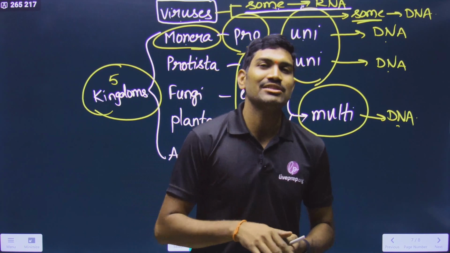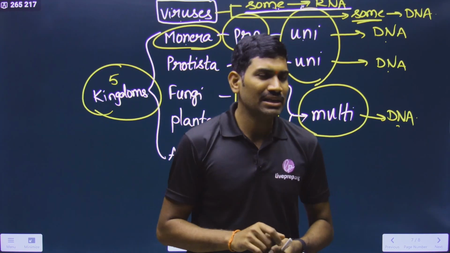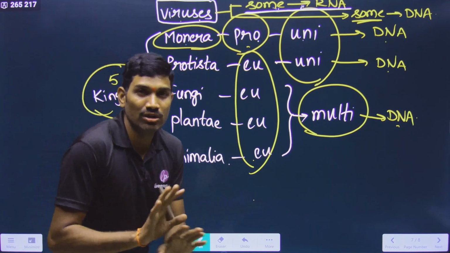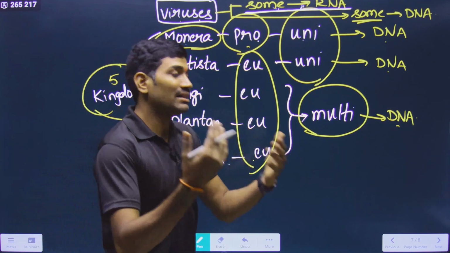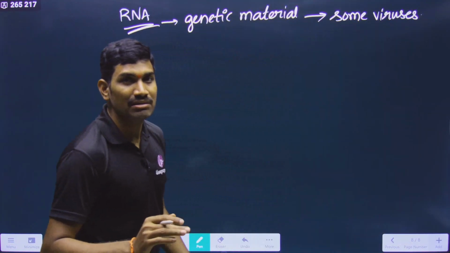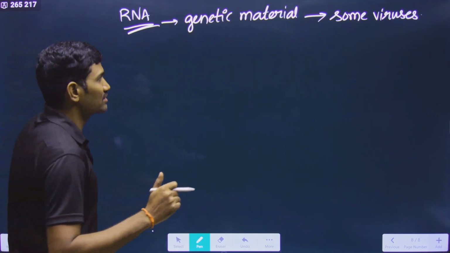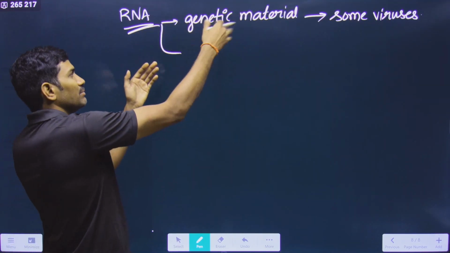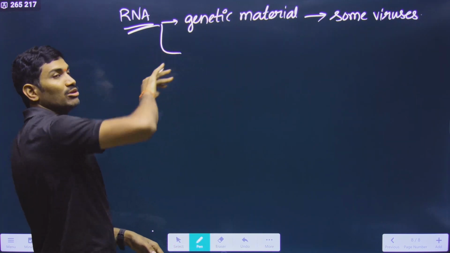Now, if RNA is present, is it acting as genetic material? In these cases, no. In these cases, RNA is not genetic material. It has some other functions. What are those functions? It is not the same RNA; genetic material RNA is different. Now we are talking about a different type of RNA.